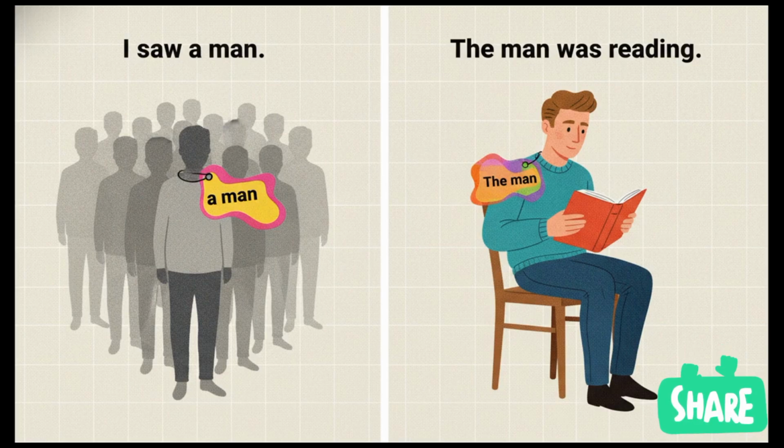I saw a man. The man was reading. See what happened there? In the first sentence, we introduce him for the very first time. A man. Could be literally anybody. But in the second sentence, boom, he suddenly becomes the man. Why? Because he's not just any man anymore. He's the specific character we just introduced. The article naturally evolves as the character becomes known to us.